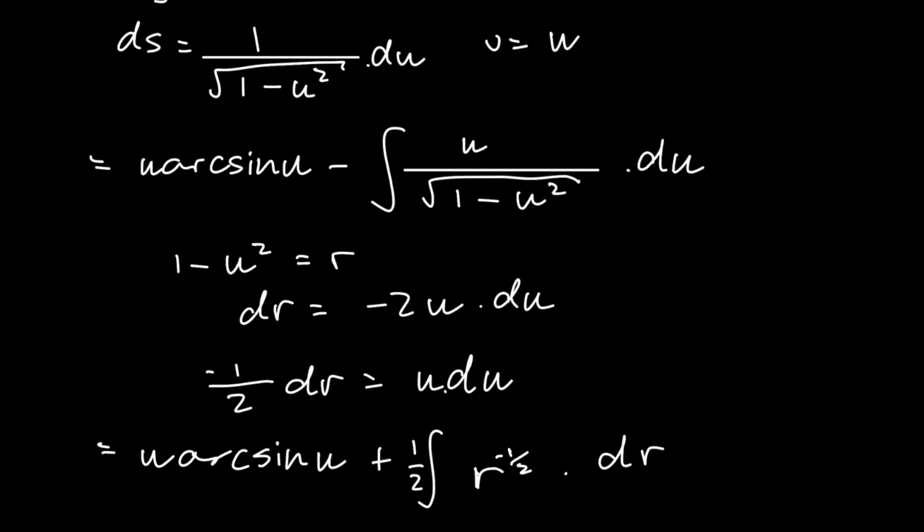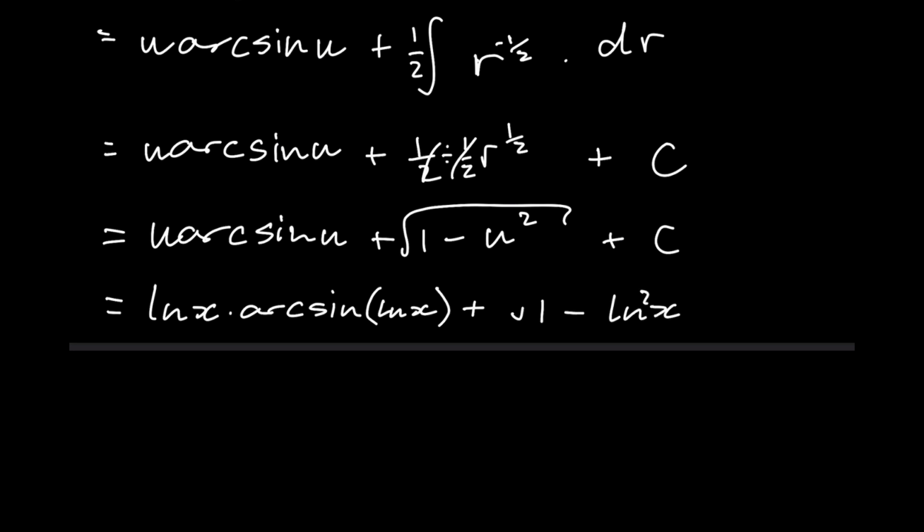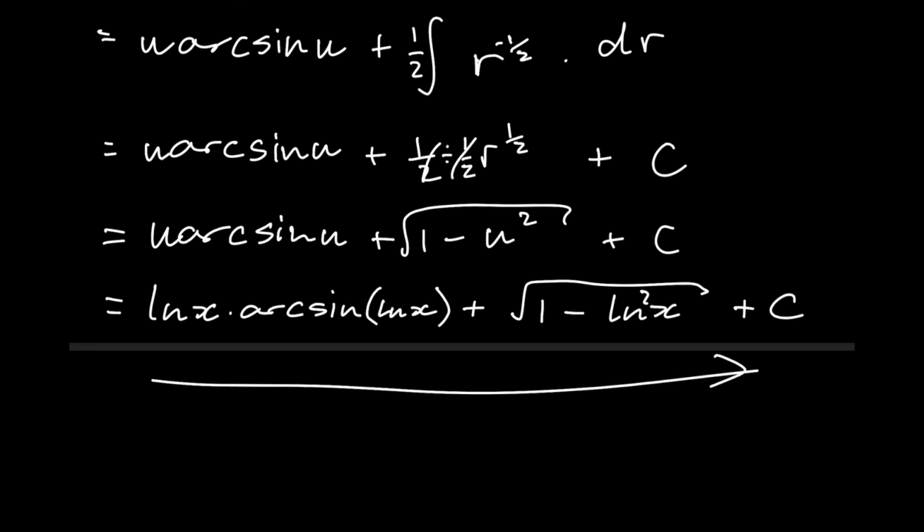So now for u, originally, we made it equal to ln of x. So now we substitute in ln of x every time we see a u. So we have ln of x times arc sine of ln of x plus the square root of 1 minus ln of x squared plus c. And that's the integral solved.